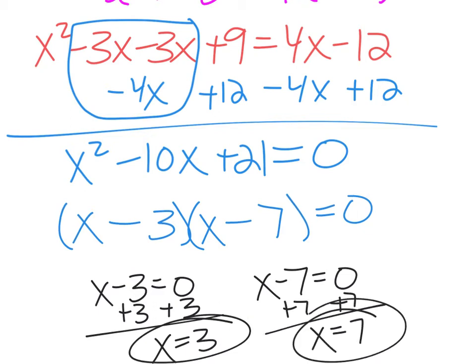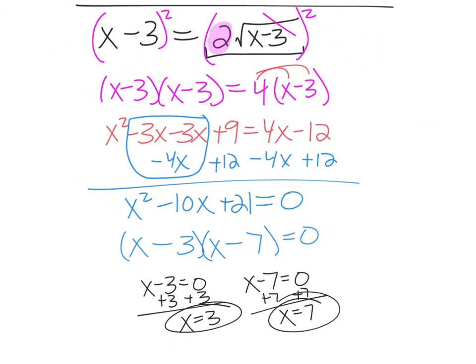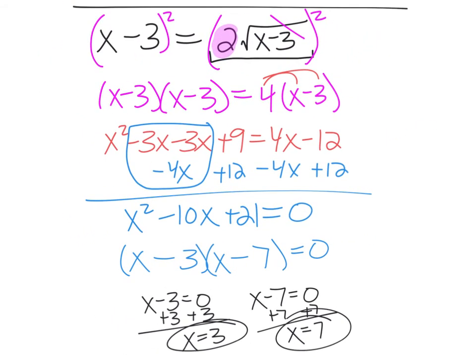So this was a 2-step. We had to square both sides twice. That's okay. It's just more algebra that you're working with. Just be careful when you do that and make sure you're checking your answers as you go.